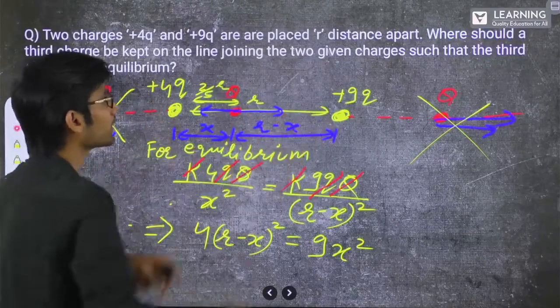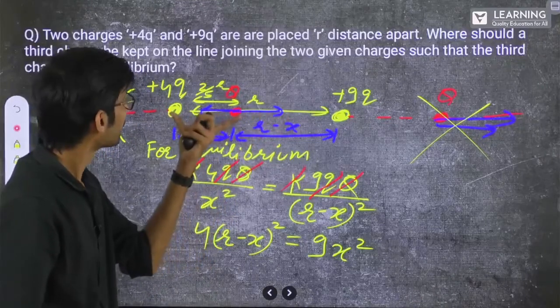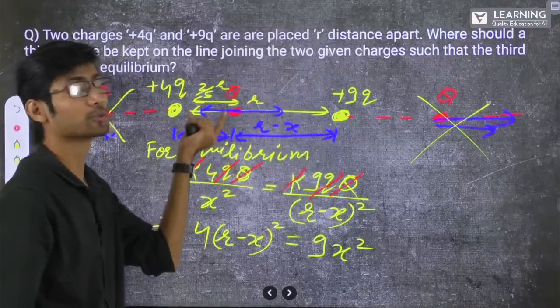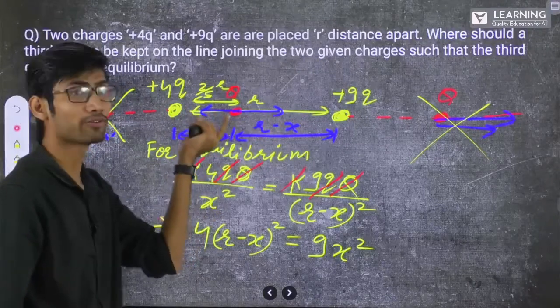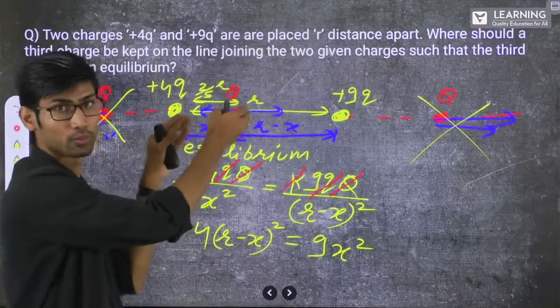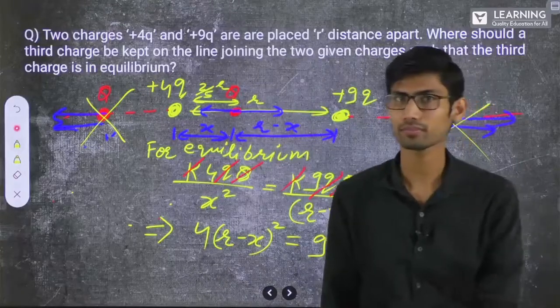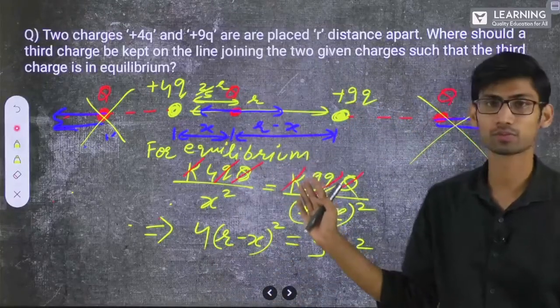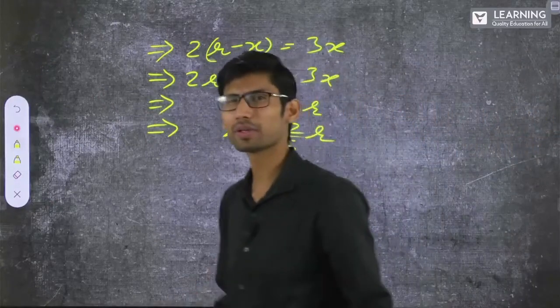If the distance between them is 5, then this distance should be 2. If the distance between them is 10, then this distance should be 4. So basically, the distance of this charge Q should be 2 by 5 times r. Clear? I hope you got this. Try practicing it on your own. It's a very simple question.